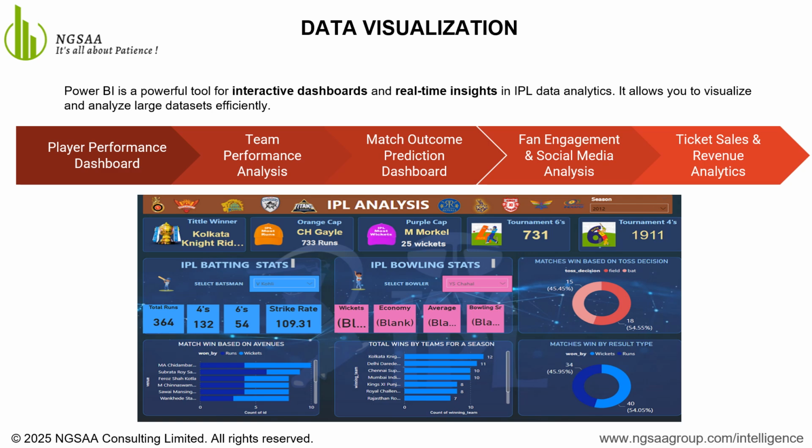Player performance dashboard. Tracks batting and bowling stats such as runs, strike rates, wickets, and economy rates. Example, identifying top performers like orange cap or highest run scorer and purple cap or highest wicket taker. Team performance analysis. Evaluates team strengths and weaknesses based on match statistics. Example, analyzing KKR win percentage when chasing versus batting first.